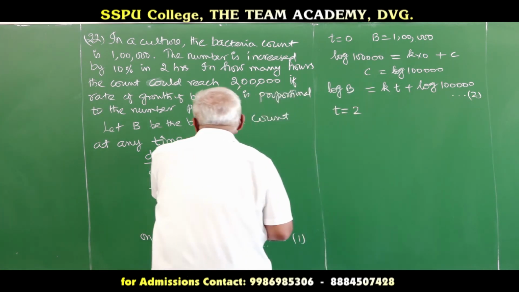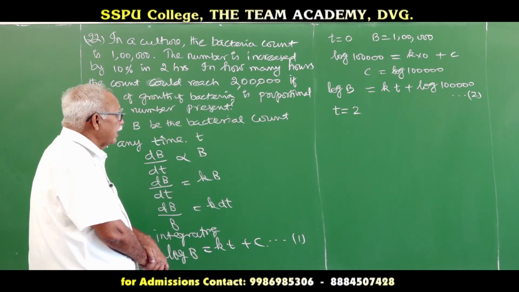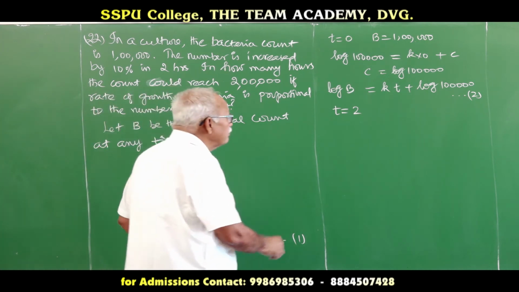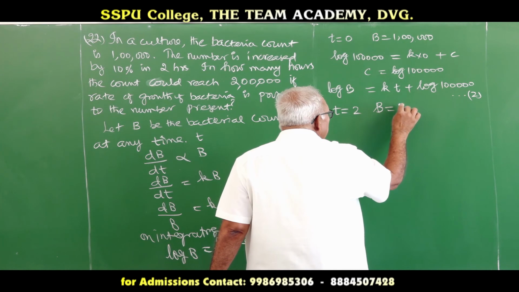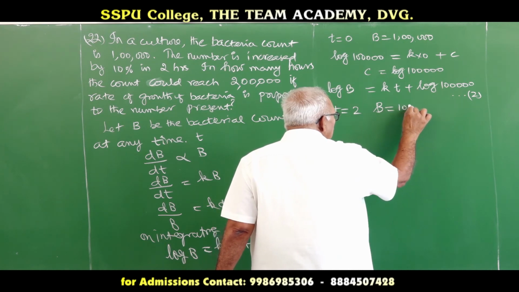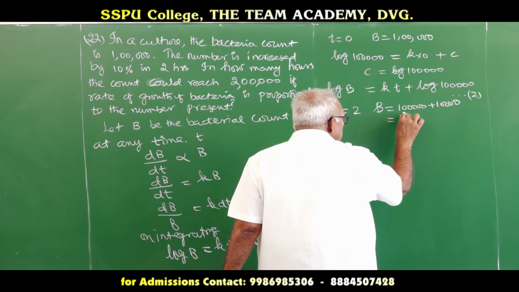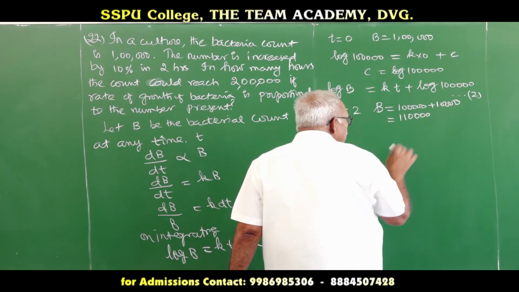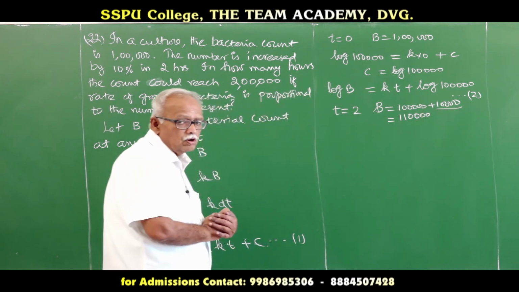In 2 hours the number is increased by 10%. What is 10% of 1 lakh? 10,000. So now b becomes 100,000 plus 10,000, that is 110,000. So b increases by 10% in 2 hours.